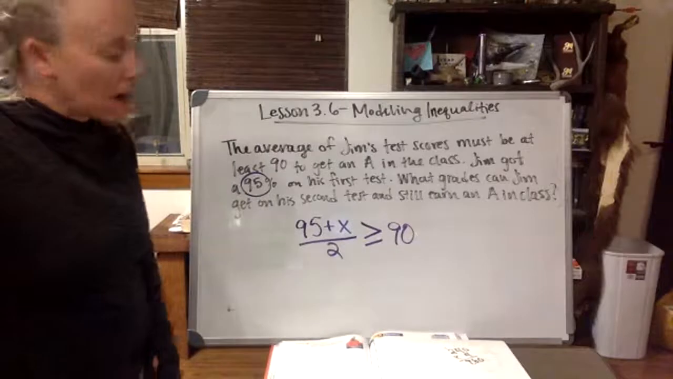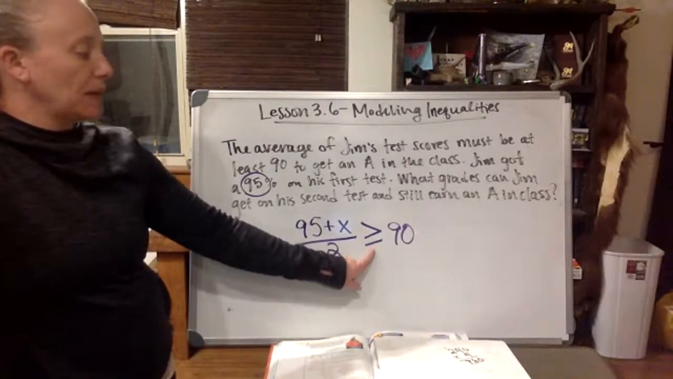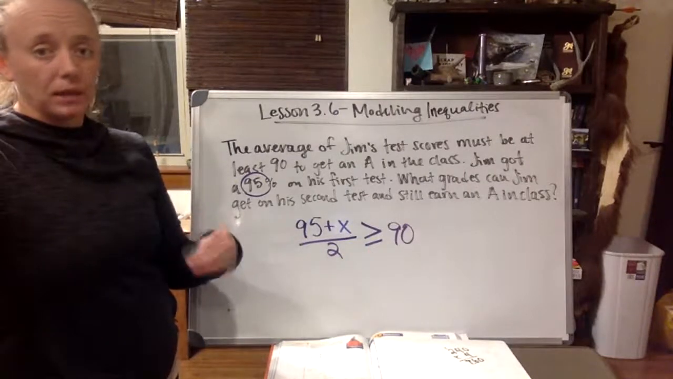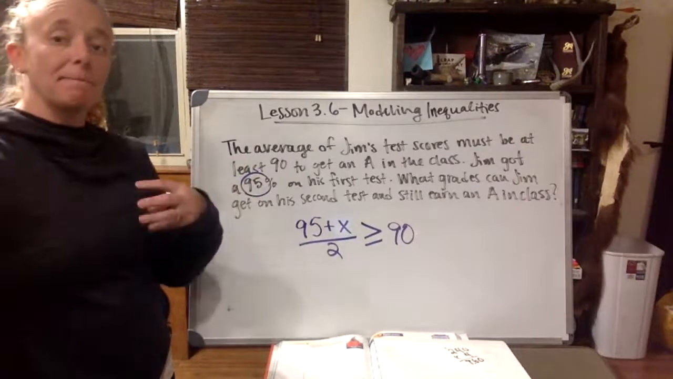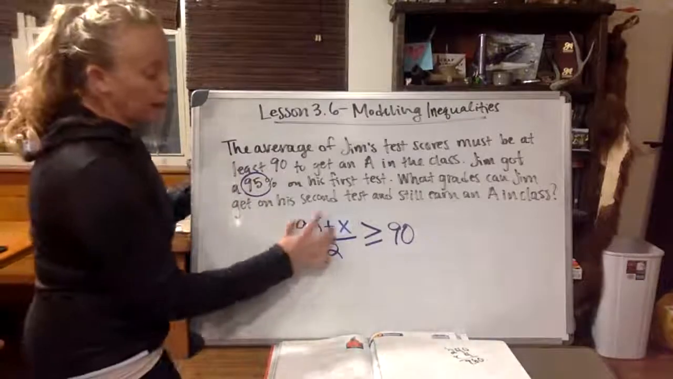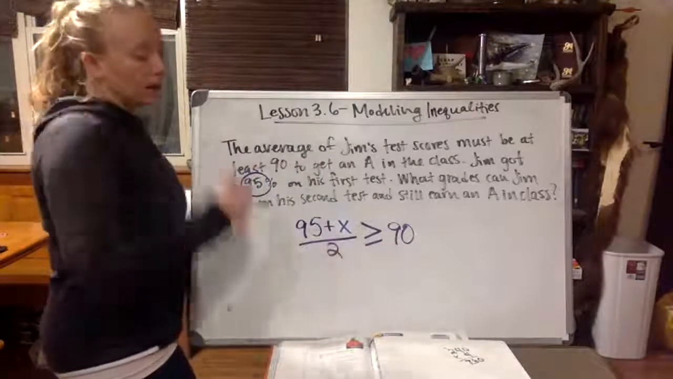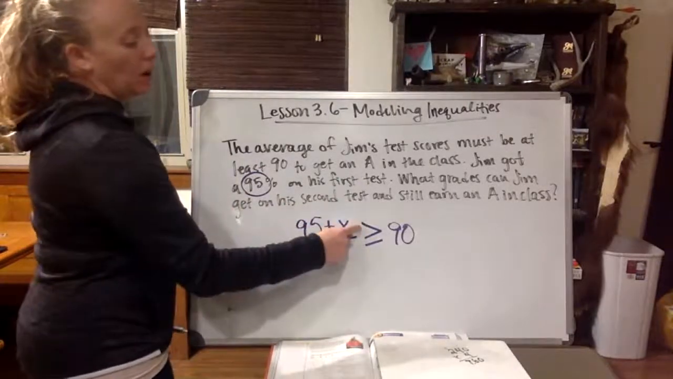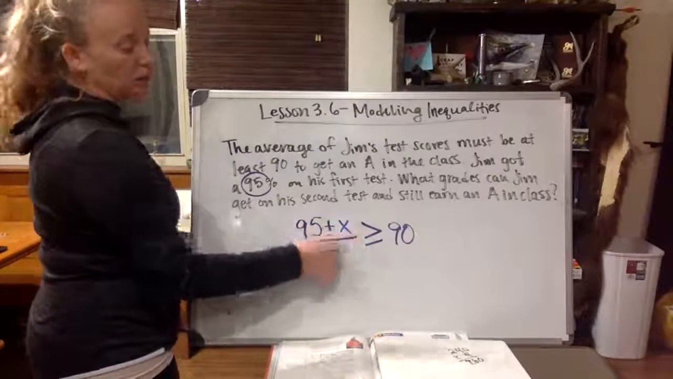One of the most common mistakes that I see with modeling inequalities is people not paying attention to what inequality we need to have and what direction it needs to point. So I want you to always think, what part of this needs to be bigger than the other part? In this situation, we need all of his test scores to be 90 or more. So that means this would be where Pac-Man wants to eat, right? So we're going to say 95 plus x divided by 2 is greater than or equal to 90.